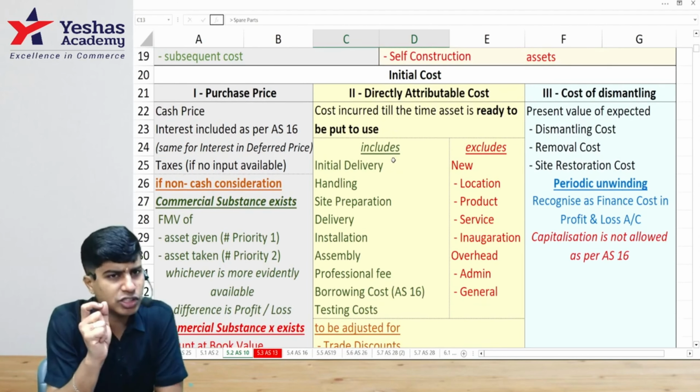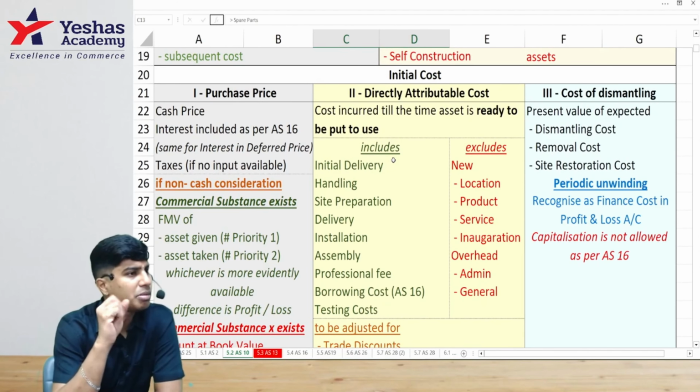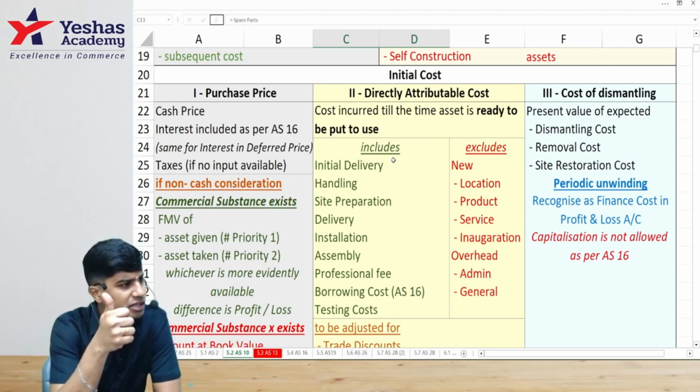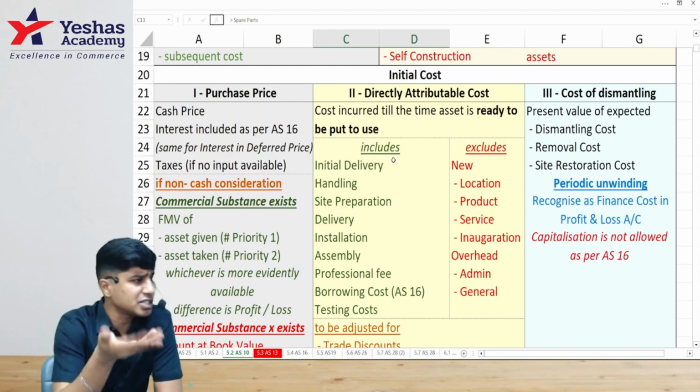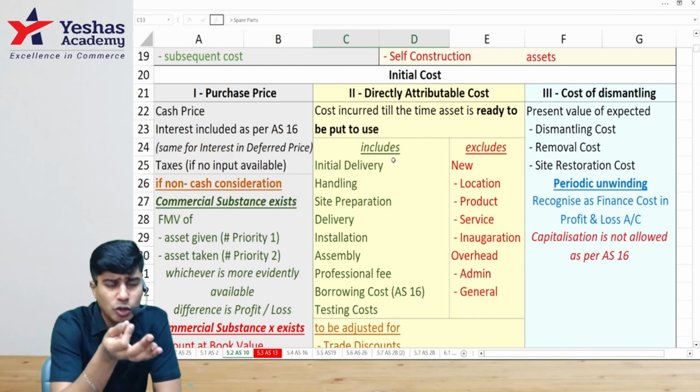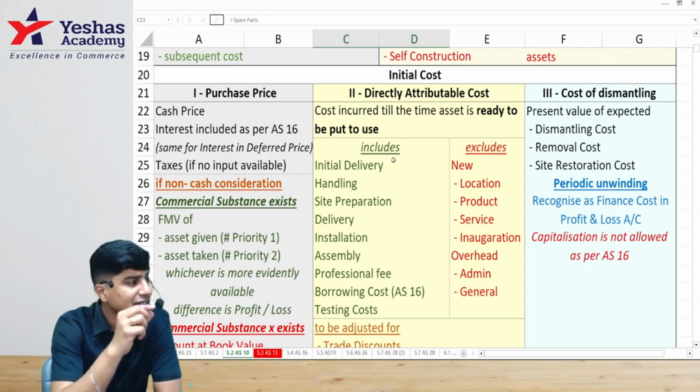The cost at which the asset has to be recorded is divided into 3 major classifications: purchase price, directly attributable cost, and cost of dismantling. Purchase price is the cash price that you pay to buy. If you're paying in deferred installments, then that credit is given at a cost of interest.